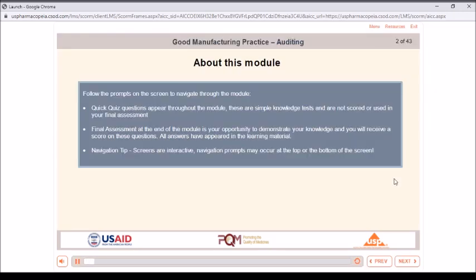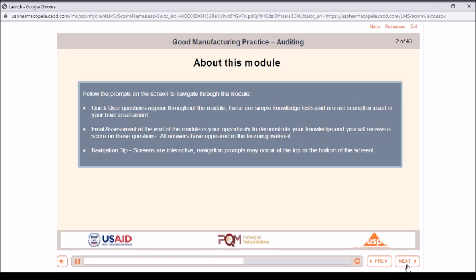About this module. Follow the prompts on the screen to navigate through the module. Quick quiz questions appear throughout the module. These are simple knowledge tests and are not scored or used in your final assessment. The final assessment at the end of the module is your opportunity to demonstrate your knowledge, and you will receive a score on these questions. All answers have appeared in the learning material.